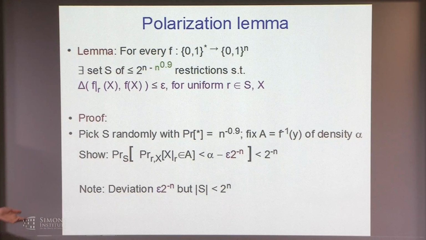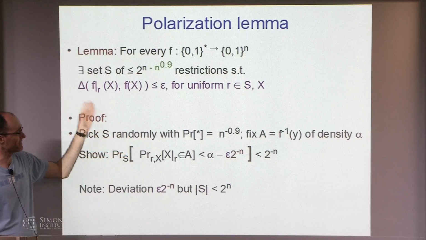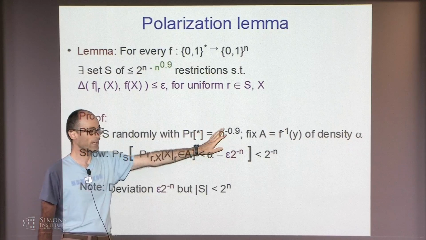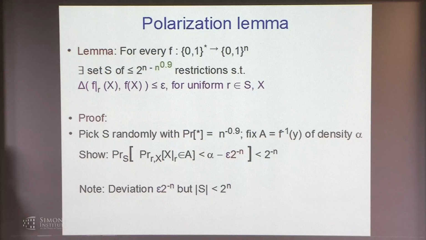Okay, so let me actually comment on this proof. The proof is by a probabilistic argument. We're going to pick S randomly from the set of restrictions which have probability star, say, n to the minus 0.9. Okay, so the usual setting. And the goal is to show that.